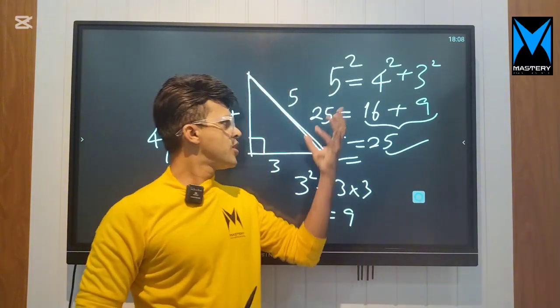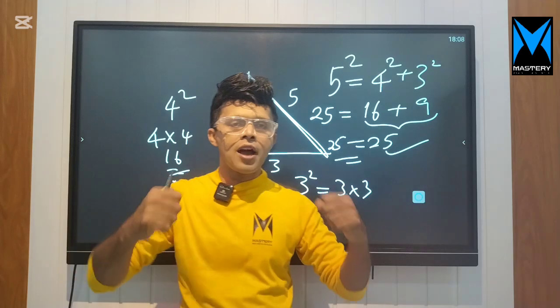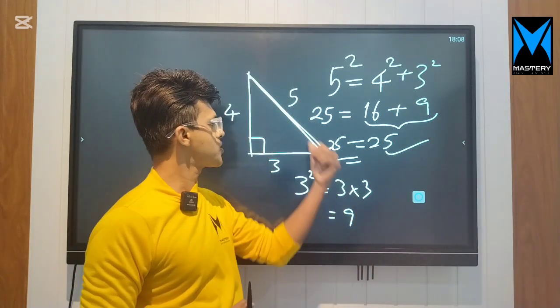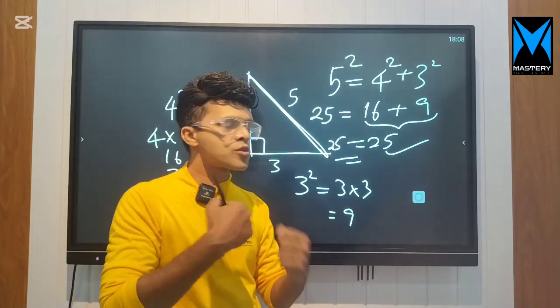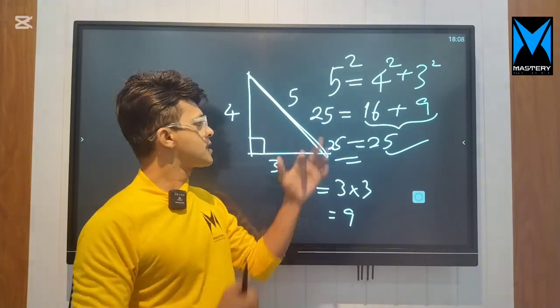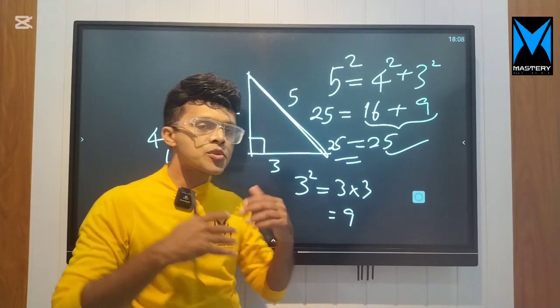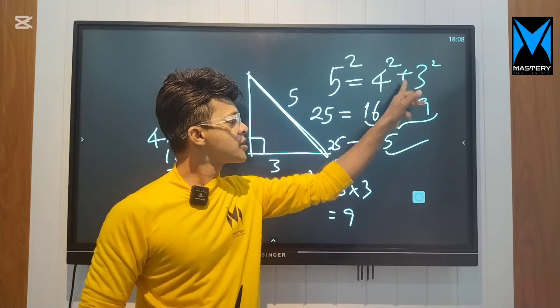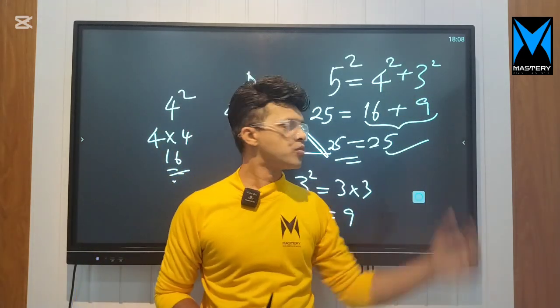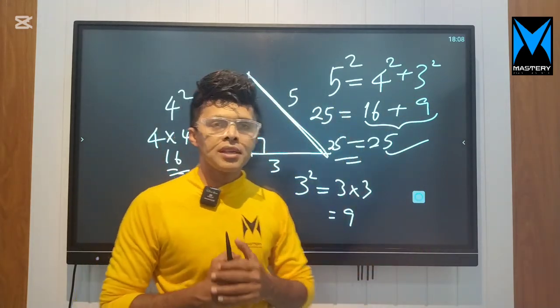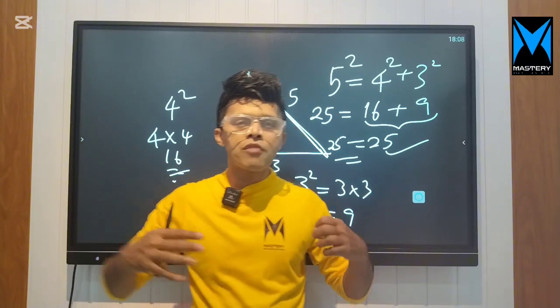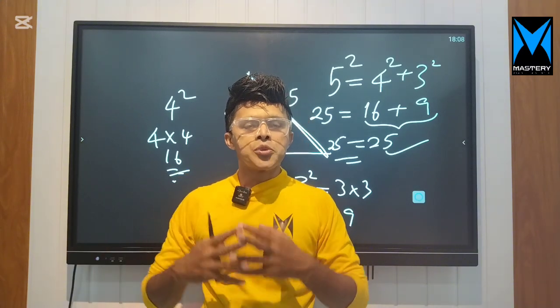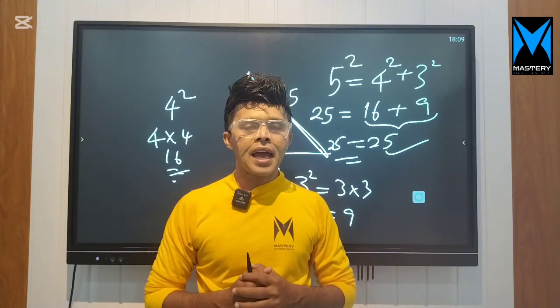I mean, when you get the square of the hypotenuse, which is this side, it equals the sum of the squares of these two sides. So you could see this relation. When it comes to every right angle triangle, this relation can be applied.